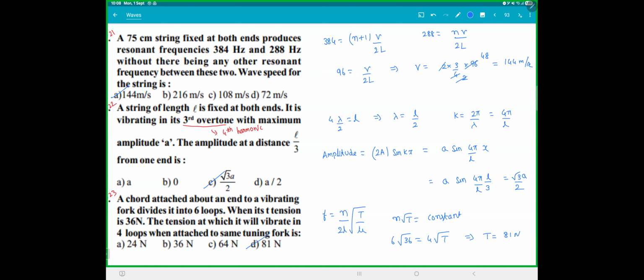Clear with this? All these are proper mains level questions, right? Yeah, I think most of you did get it. Clear with this? Next thing.